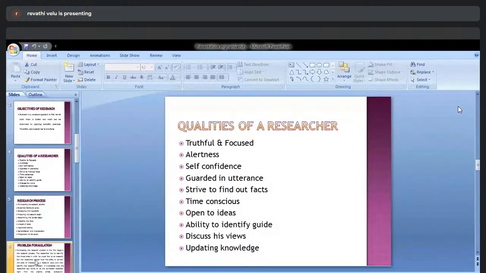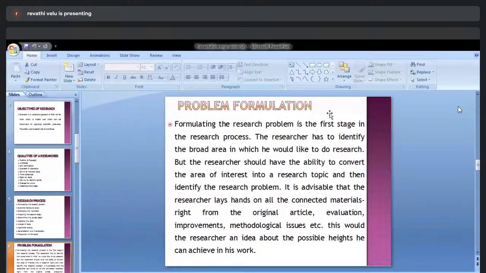So in this first process, problem formulation. First one is problem formulation. So formulating the research problem is the first and foremost step in the research process. The researcher, here you just think you are the researcher. The researcher has to identify the broad area in which he would like to do research. Now you want to do research in a HR topic. So we can take the topic as stress management. Stress, and it is a HR topic. Stress management of BPO employees. This will be your research topic.